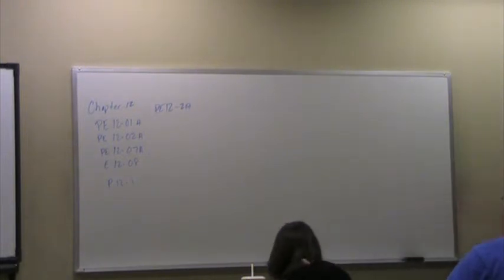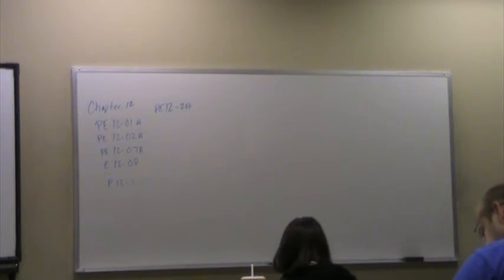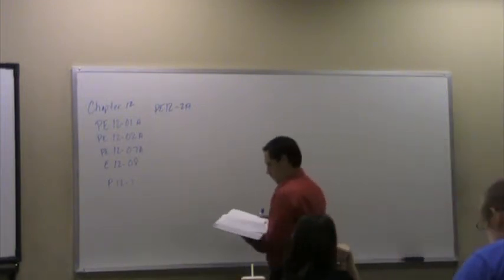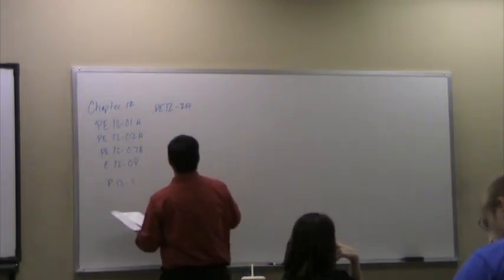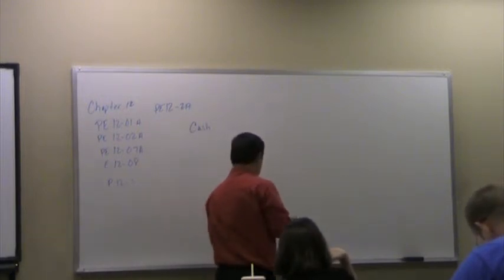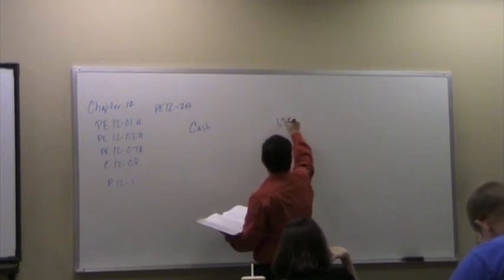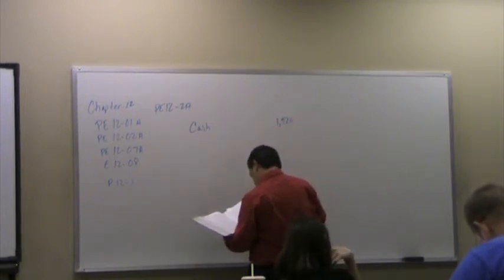Any other thoughts on that? So remember, it's a $2 million bond. We issued it for, they paid us $1.9 million and some change. So with that, we're getting a discount. There's a discount on that. All right, so we have cash. Now how much cash did we receive? 1,920,873. Okay.